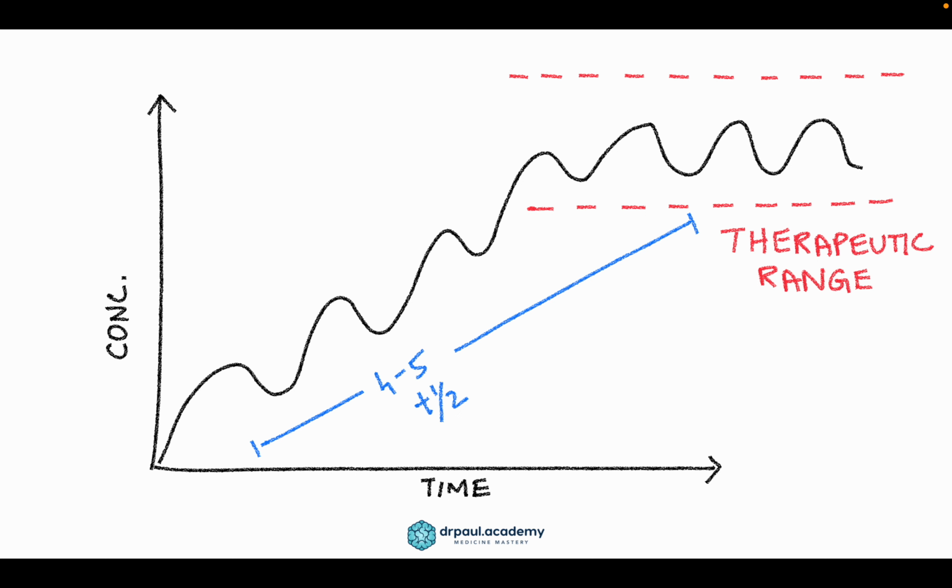Now, you can overcome that by giving an initial dose which is larger than the subsequent doses. So you can increase the concentration like this, because the first dose is going to be of a larger amount. And this particular dose is what we call the loading dose. We are loading the patient so that they come to the steady state concentration, reaching the therapeutic range as fast as possible.